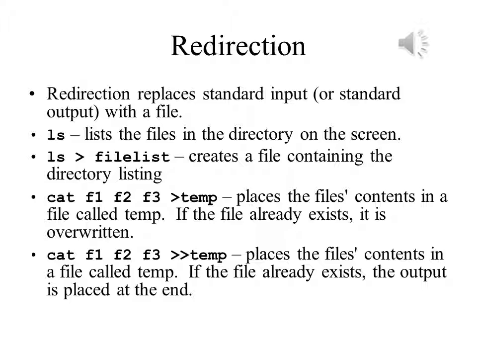Now, if I wanted to do this and have it not overwrite the file, rather than write > temp at the end, I would use two greater than signs. So it would read cat f1 f2 f3 >> temp. In that case, if the file already exists, the contents of these three files will appear at the end of what previously had been there.